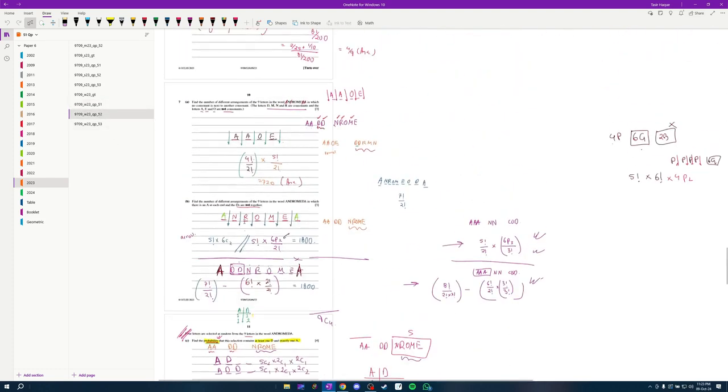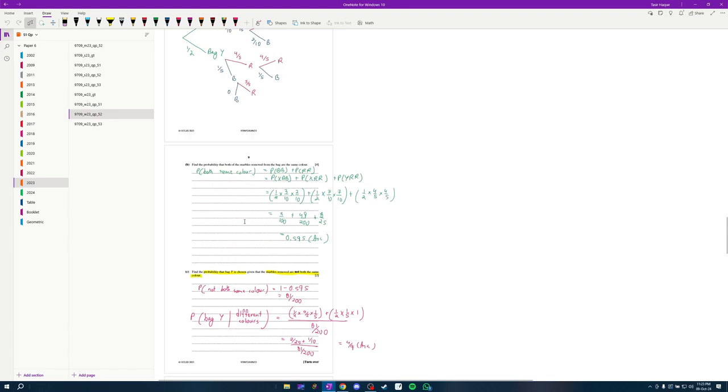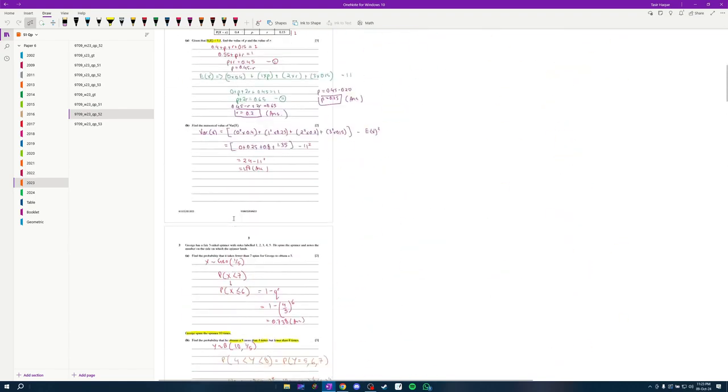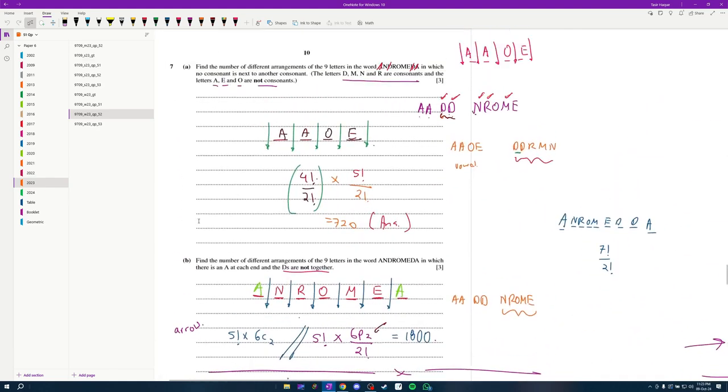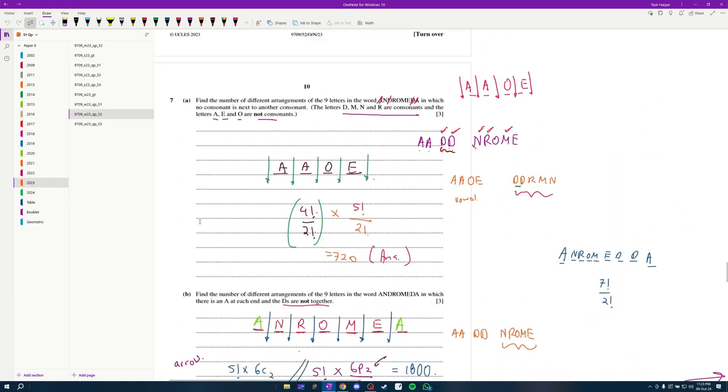Okay, on to the next question. Let's go. Question 7. I will say one thing though, the permutations and combinations for stats have progressively become more difficult over the few years, okay? So let's do this.